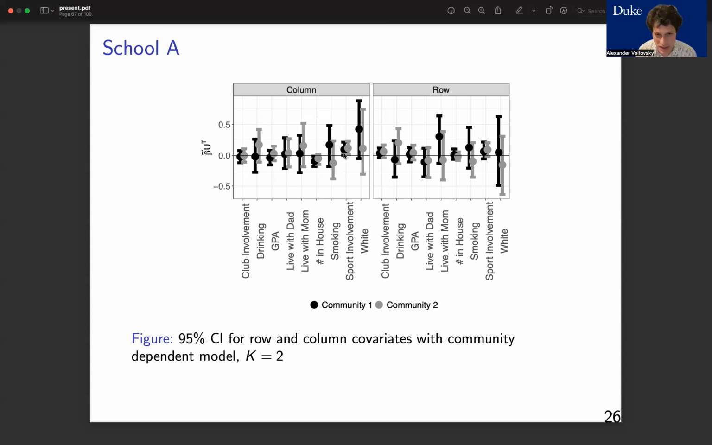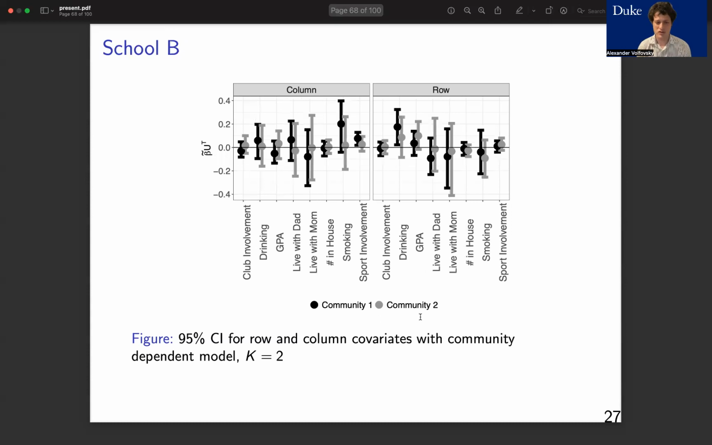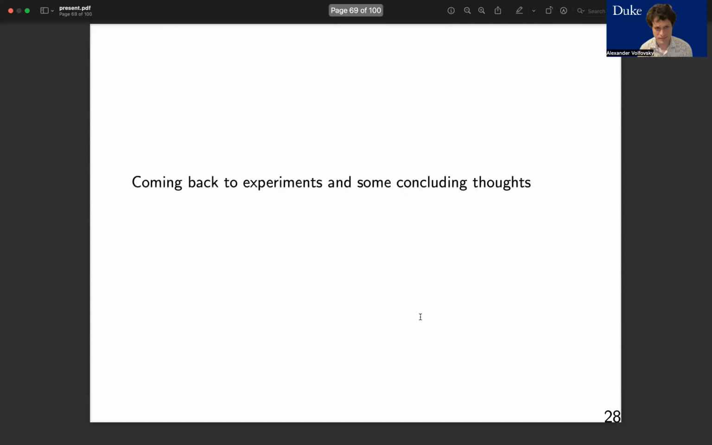But here we see that it looks like smoking might have differential effects, even though the credible intervals are a little wide here. It does look like smoking might be playing different roles in the different communities in School A. So now that we have this model that allows us to evaluate some data, we've seen that community structure is actually very, very important.